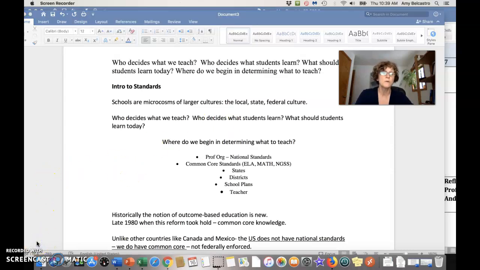So if you're a school within that state, a public accredited school, you are required by law to teach to those state standards. Okay? Now, in each state, we have districts, and for districts and their schools to be accredited, they must teach to the state standards, but they can add to those standards.